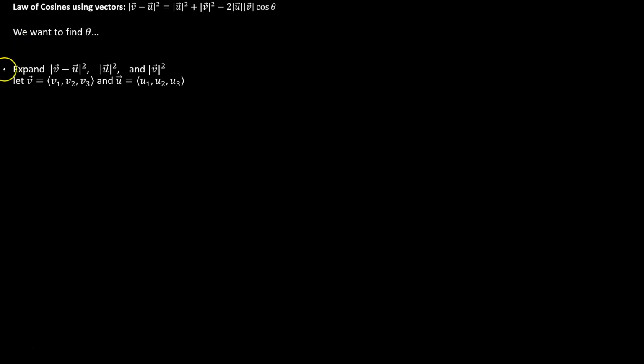The first thing I'm going to do is expand each of the terms that involve a magnitude squared. And I'll do that by allowing v to be written in a general form. So I'm going to pretend like v is a 3D vector, which means it'll have three components. v1 is the first component, v2 is the second component, v3 is the third component. And I'm going to use the same idea for the vector u, except the components will be named u1, u2, u3. So let's write out each of these terms in expanded form.